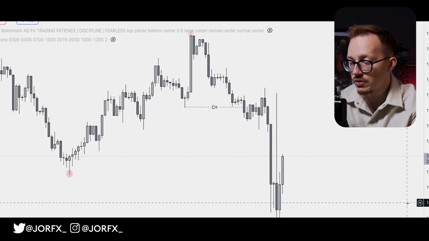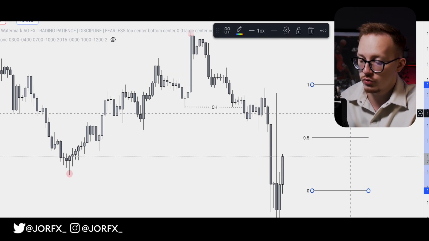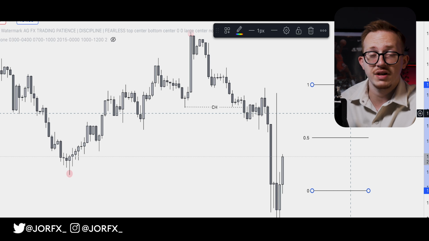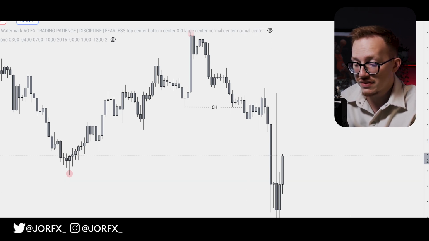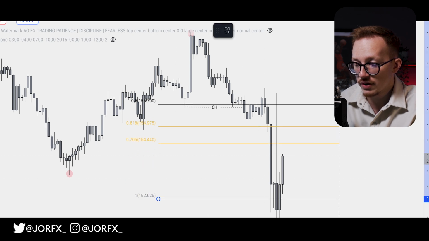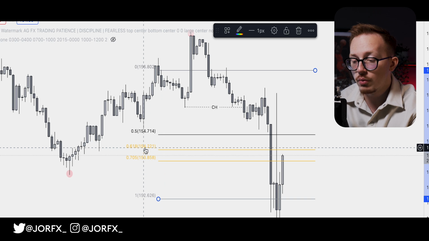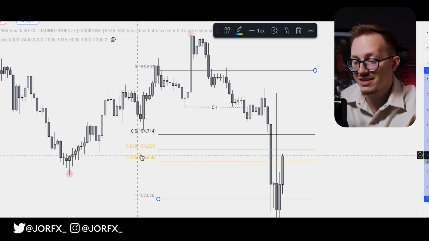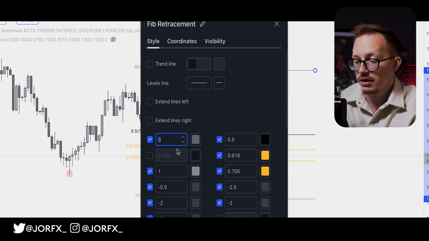Okay guys, so last video we used our GAN box. This is what we use for equilibrium levels and how to find equilibrium points, how to find premium and discounts. This video we are going to talk about the Fibonacci retracement. As you can see, we also have that 50% level right here, but I have two more lines on here. So I have the 61.8 and I have the 70.5. I have colored them in gold. If you want my exact settings, you can use them right here.